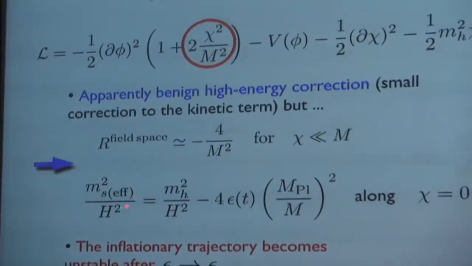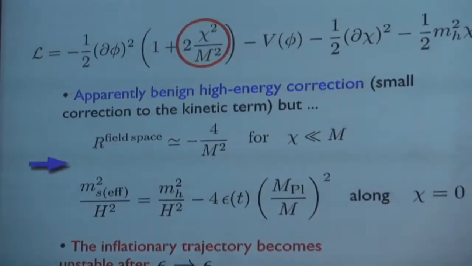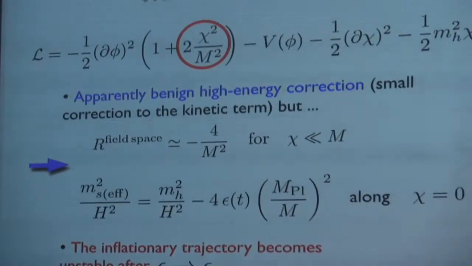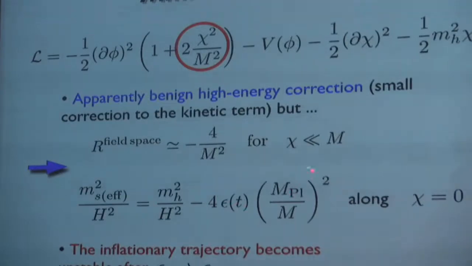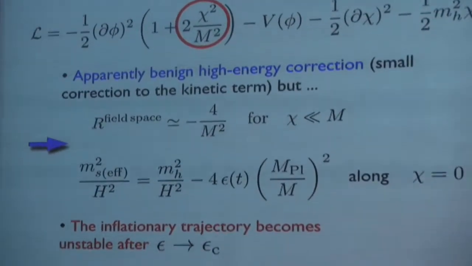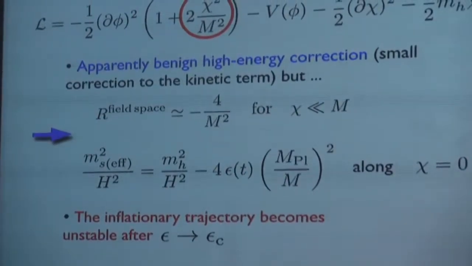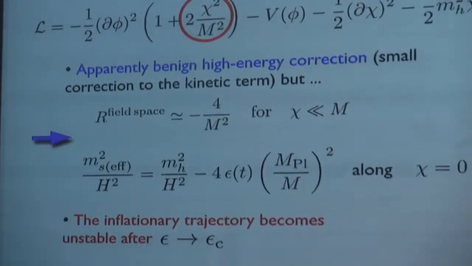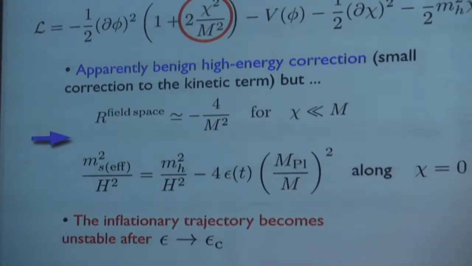Or equivalently, if you look at the effective mass, it's just the formula I've shown you: there is the bare mass, the one from the potential, but there is this contribution, which is minus epsilon times this hierarchy. So, when epsilon is very small, the bare mass is winning, and then epsilon grows until you reach a critical value, and then you have the instability.